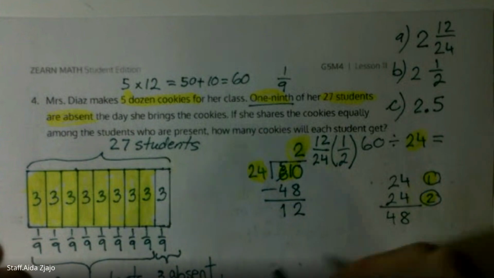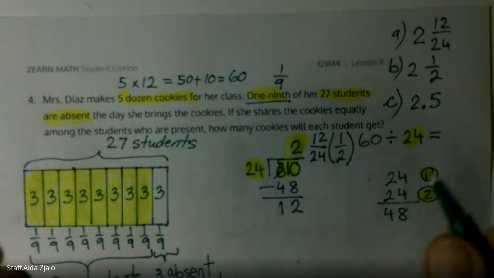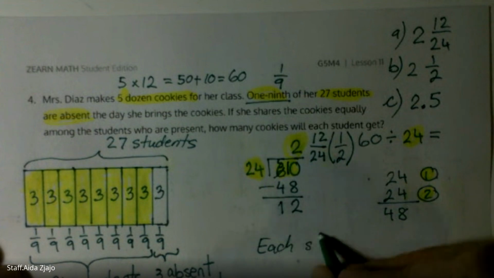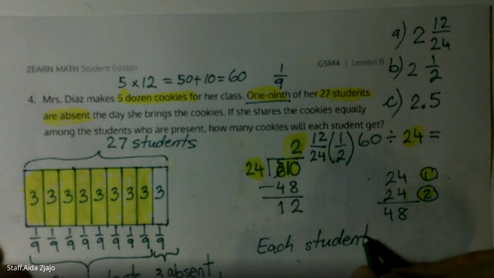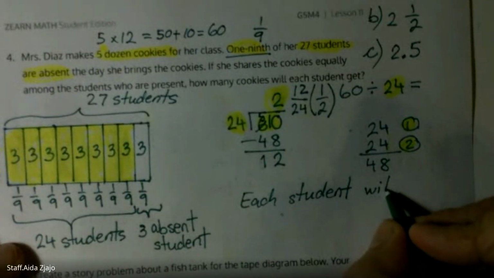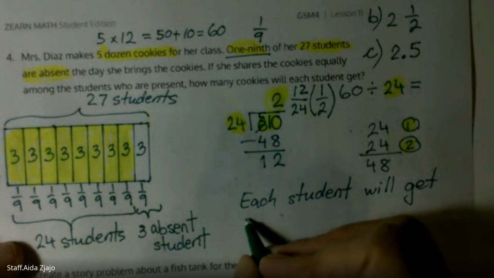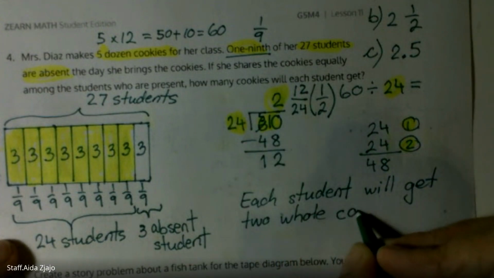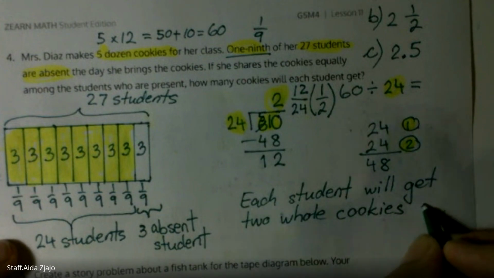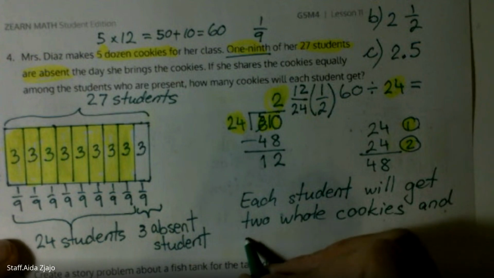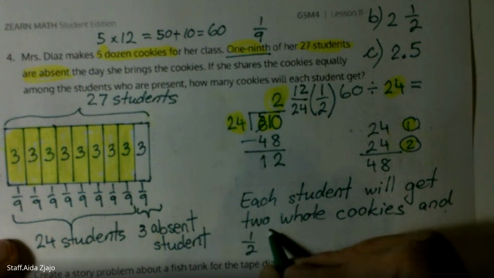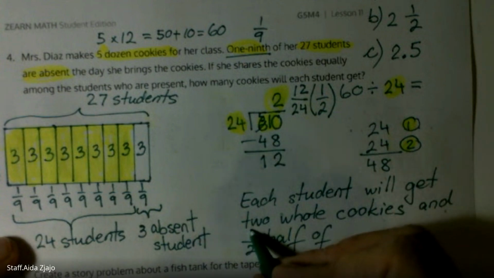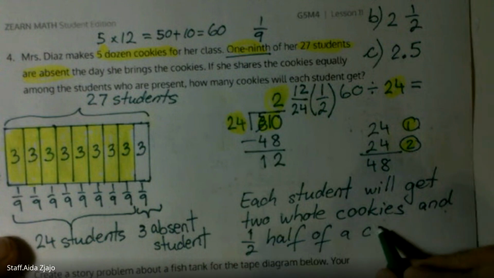Okay, so now we can rewrite. How many cookies will each student get? Each student will get 2 whole cookies and one half of a cookie.